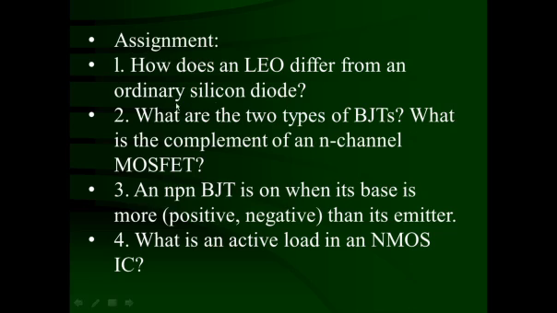Some assignment is given for this particular lecture. You can do this assignment and submit it also. I will give you the quiz also later on. How does the LED differ from ordinary silicon diodes? What are the two types of BJTs? What is the complement of an N channel MOSFET? An NPN BJT is on when its base is more positive or negative than the emitter? What is an active load in NMOS technology?